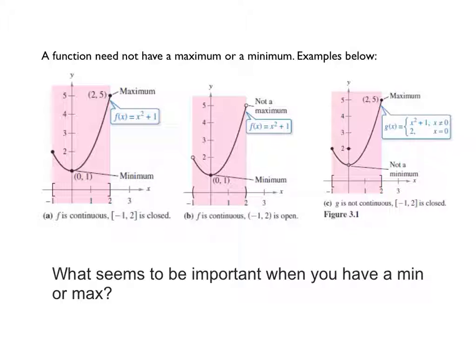So here we go. A function need not have a max or a min. In my third example, now you'll notice that it's closed again. I have a max, but I don't actually have a min. And take note, g is not continuous on the closed interval. So I guess my question to you is, what seems to be important when you have a max and a min? What is the only time I had a max and a min?